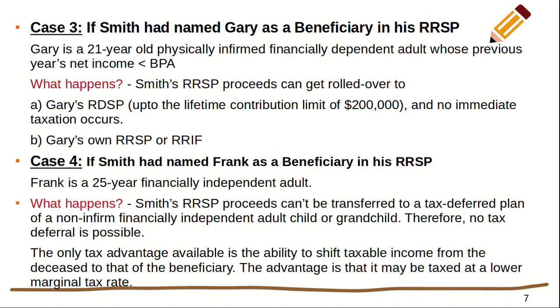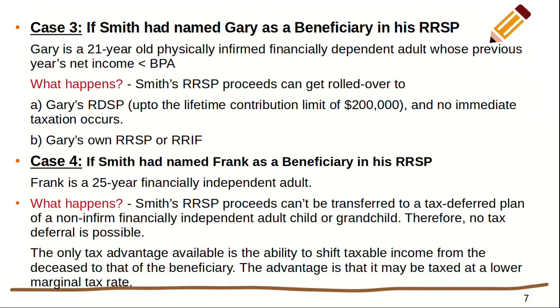Now let's see the third case. What would happen if Smith had named Gary as a beneficiary in his RRSP? Gary, as we know, is a 21-year-old physically infirmed, financially dependent adult whose previous year's net income is lesser than the basic personal amount. So now what happens? We have two options. Smith's RRSP proceeds can get rolled over to 1. Gary's RDSP, that's Registered Disability Savings Plan, up to the lifetime contribution limit of $200,000 and no immediate taxation occurs. 2. Gary's own RRSP or RRIF.